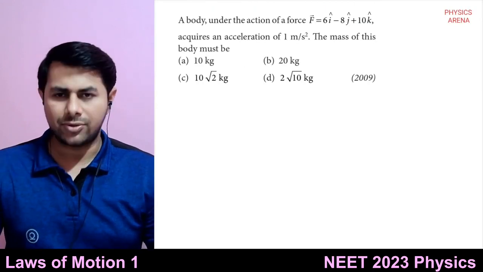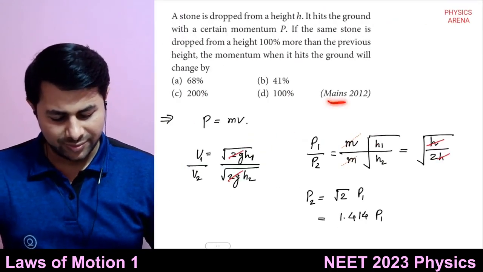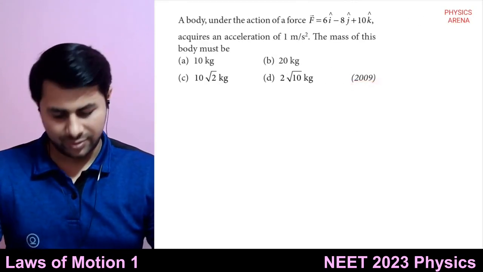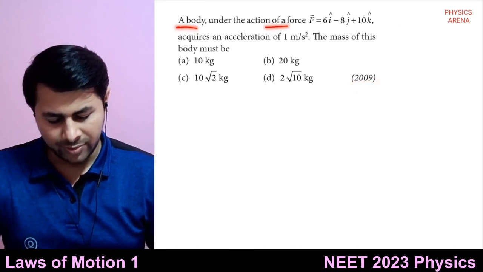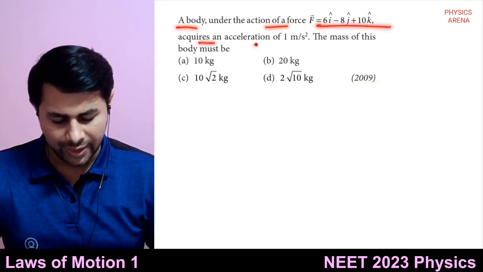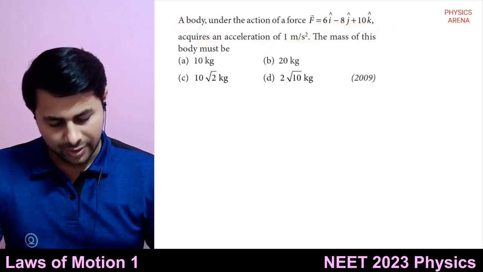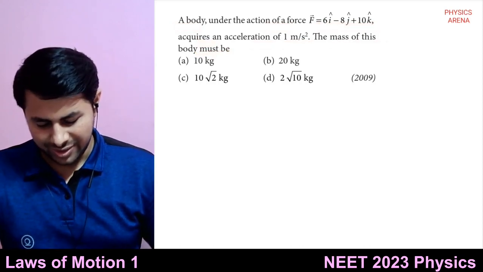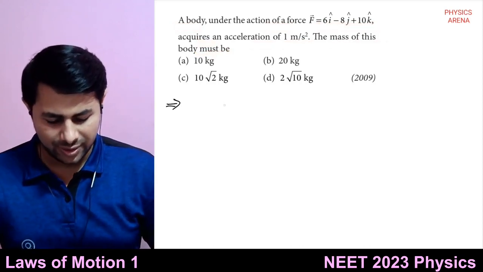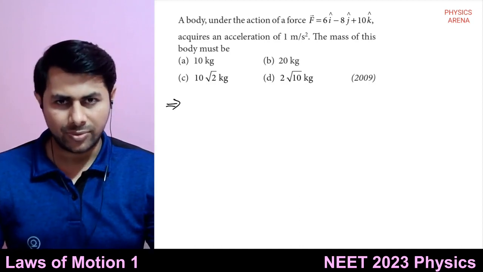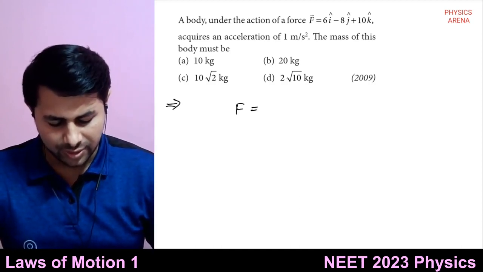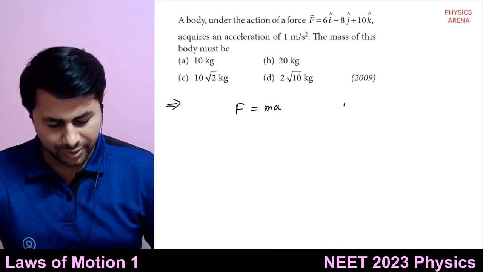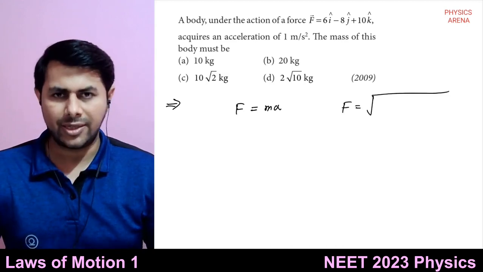Okay, next question. This was from NEET 2009. A body under action of this force acquires an acceleration of 1 meter per second square. The mass of this body must be. So this is very simple, right? First of all, find out magnitude of force. Force is equal to mass times acceleration. So F is equal to what? Square root of Fx square plus Fy square.